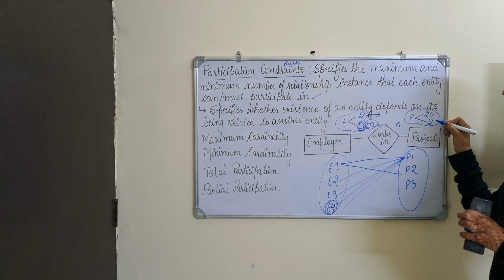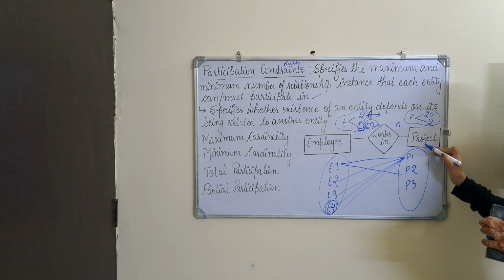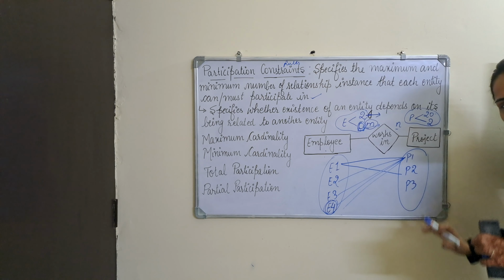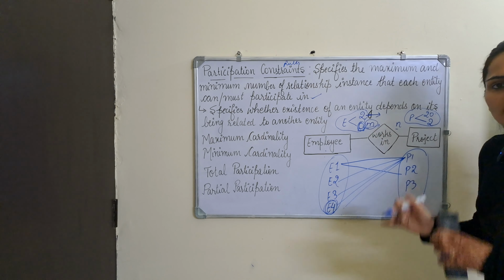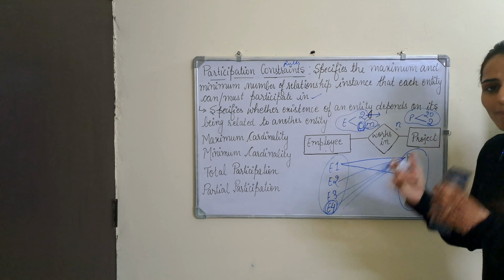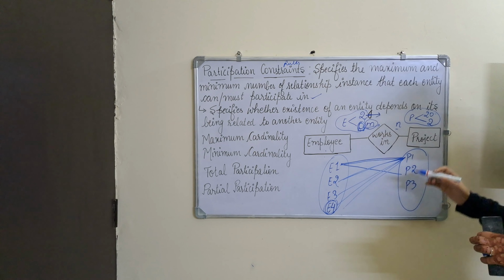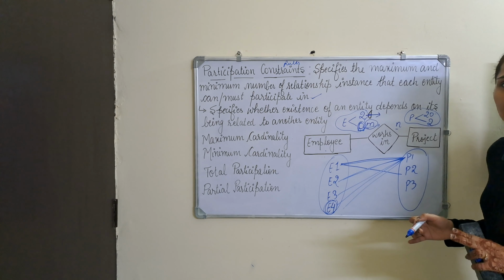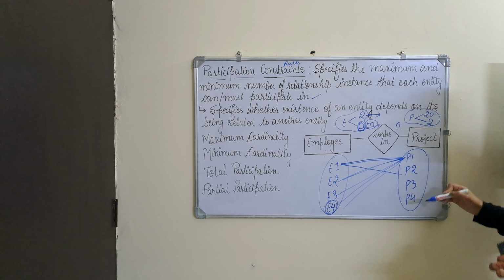However, the minimum cardinality for project is 2. That means in the project entity set, each and every project is going to participate in a minimum of 2 relationships. That means each and every project must have at least 2 employees working on it. So if I write any project over here, it cannot be the case that no employee is assigned to it, right?